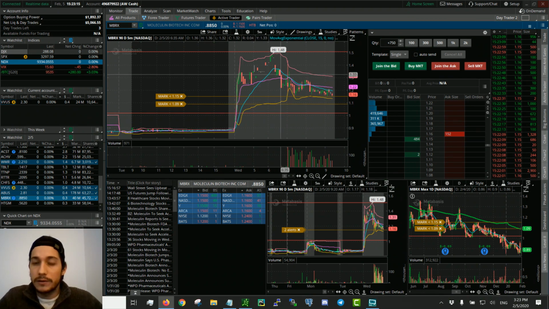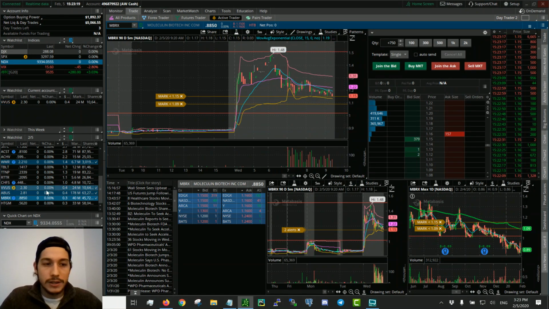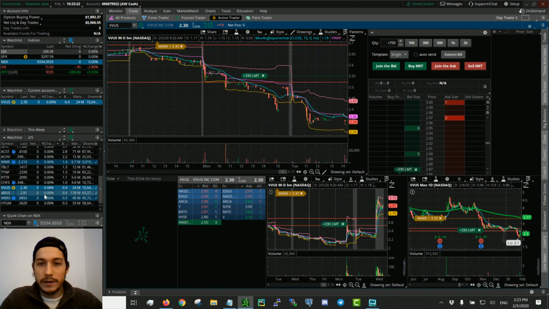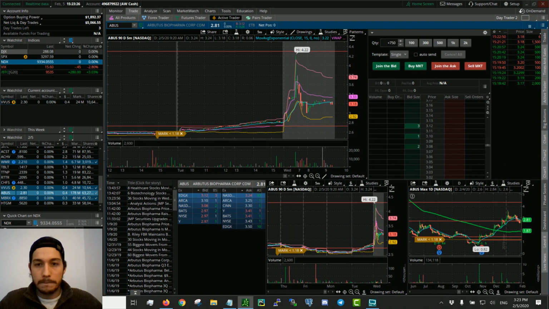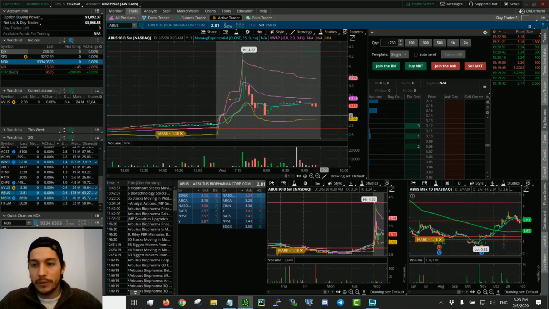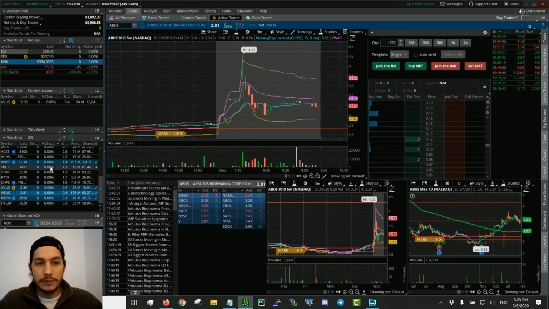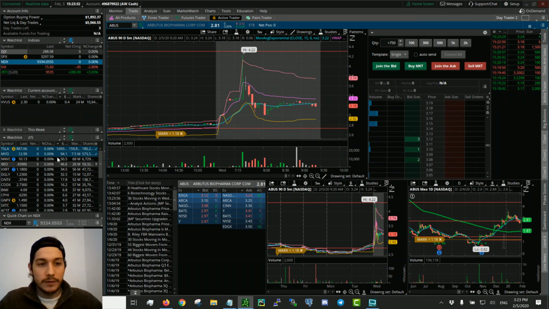NBRX, like I said, good support at 1.1. I don't know if we're going to be trading this one. I think VVUS has most of my attention. I do like ABUS as well. It looks very similar. Big support underneath, broke out higher, nice move. We'll be looking at those two.